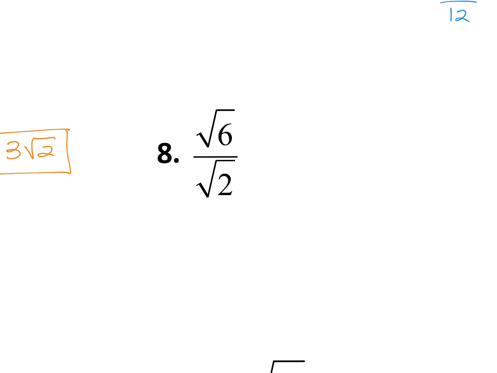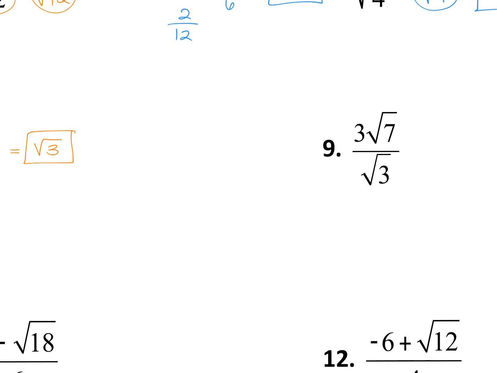Okay, this one. Again, a lot of people do extra work on this one. That doesn't actually have to be done. What is the square root of 6 divided by the square root of 2? The square root of 3. If you can divide it first, okay? We can divide those because they're both radicals. We're allowed to divide them. This is just the square root of 3.